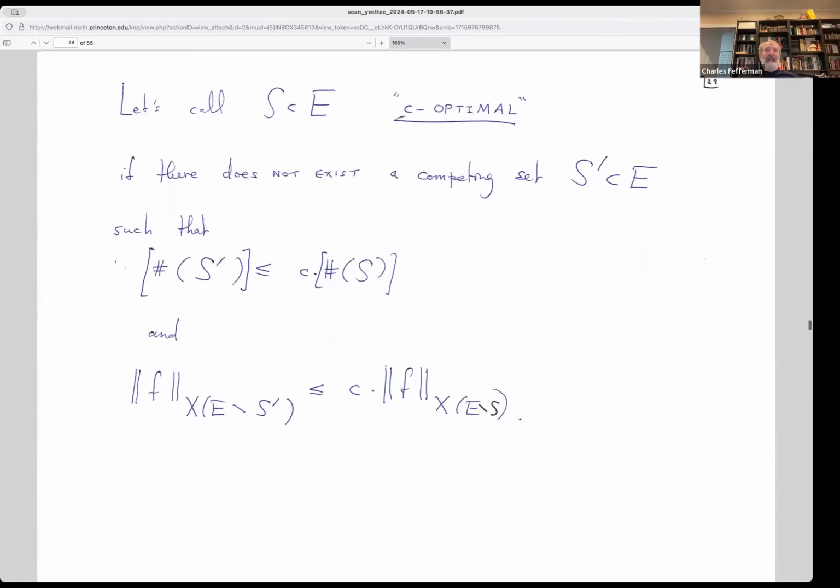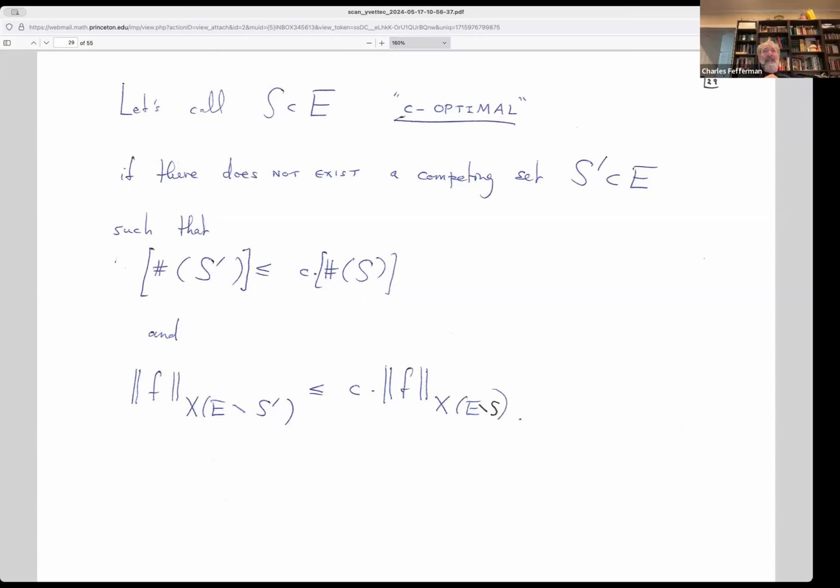So let's say that a subset S is C optimal if there does not exist a competing set S prime contained in E such that S prime contains far fewer elements than S, so that the number of elements of S prime is less than C times the number of elements of S. But at the same time, by removing the set S prime, we do a lot better than by removing the set S. And so the two inequalities on the slide are what it means for the set S to be C optimal.